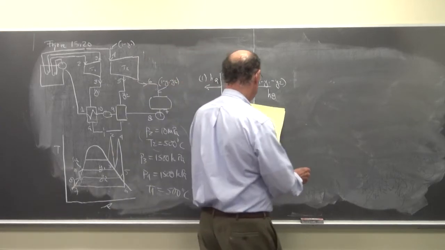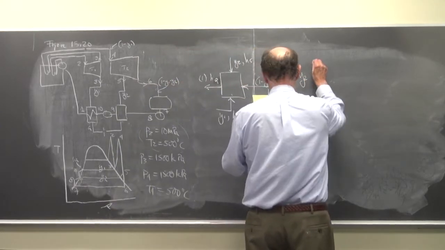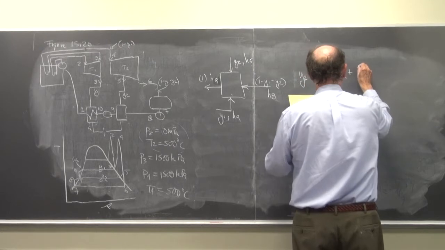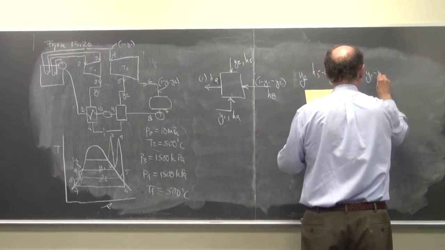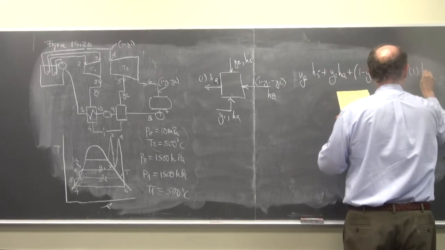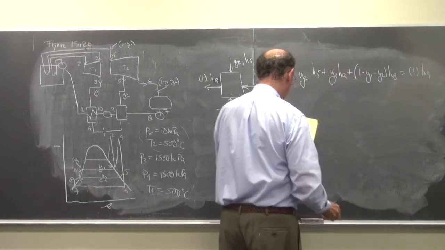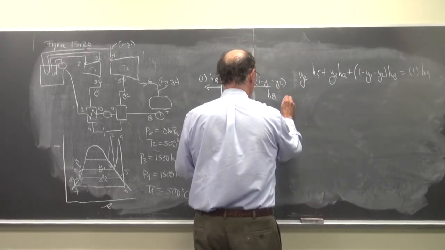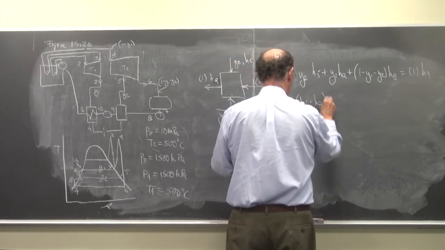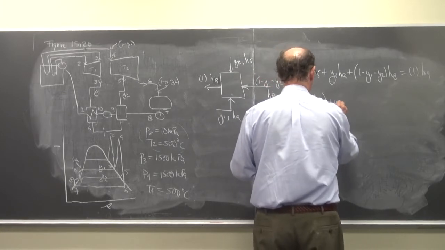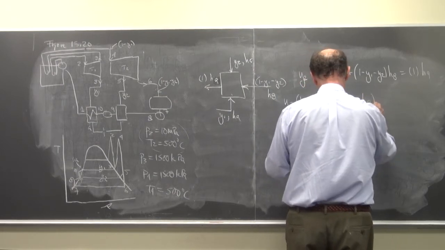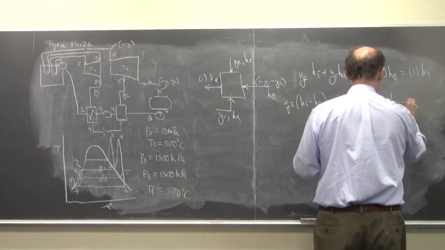So if we do the first law, we have Y2 H5 plus Y1 HA plus (1 minus Y1 minus Y2) H8 is equal to 100% at H9. So if I solve for this, I have Y2 times (H5 minus H8) plus Y1 times (HA minus H8) is equal to H9 minus H8.